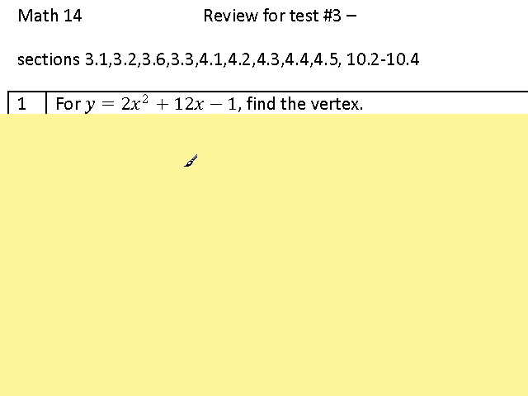In number one, we have a parabola and we want to find the vertex. So we know that the x-coordinate is given by minus b over 2a. So that's minus 12 over 2 times 2, minus 12 over 4, so minus 3. So that's the x-coordinate.